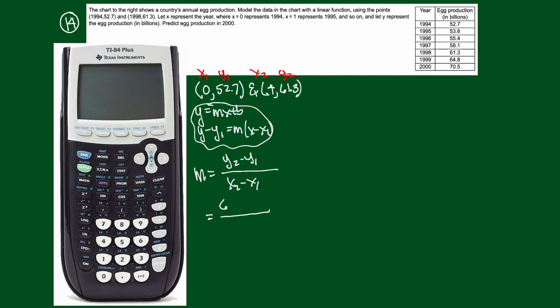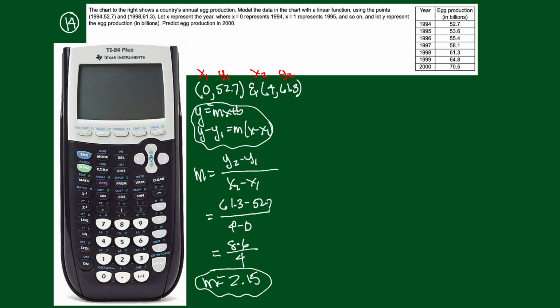So we'll have 61.3 minus 52.7 over second x minus first x. Second x is 4, first x is 0. So 4 minus 0. So 61.3 minus 52.7 is 8.6. 4 minus 0 is a 4. And on your calculator, that will come out to be 2.15. So there's our slope. So we've got the slope and we've got the y-intercept, right?